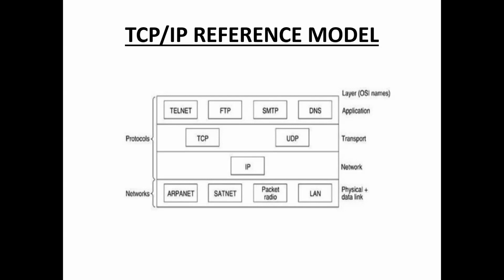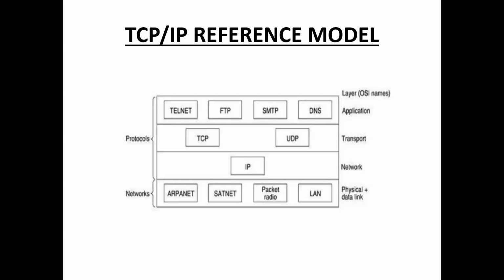Now we discuss each layer. First one, physical layer and data link layer, that is called the host to network layer. Second one, network layer. Third one, transport layer. Fourth one, application layer. So the first layer, host to network, is a combination of physical layer and data link layer.